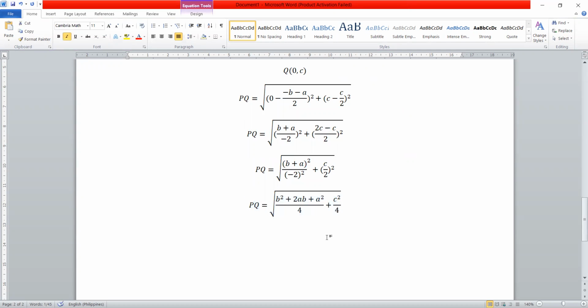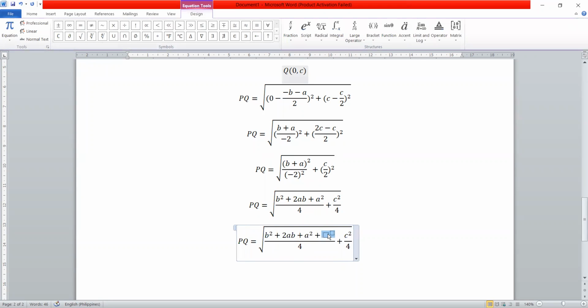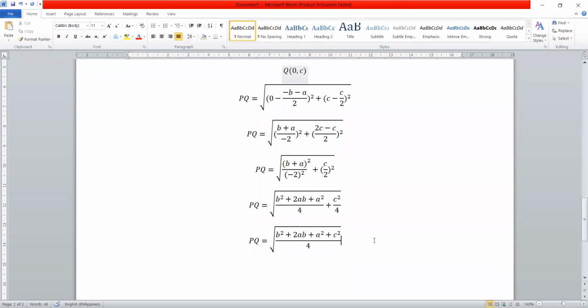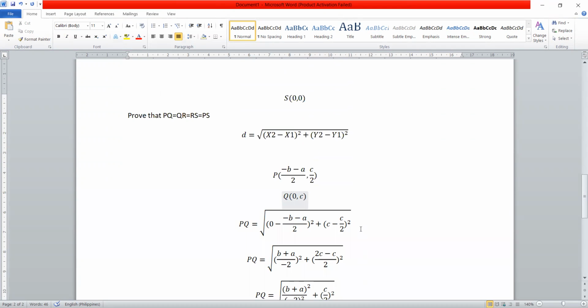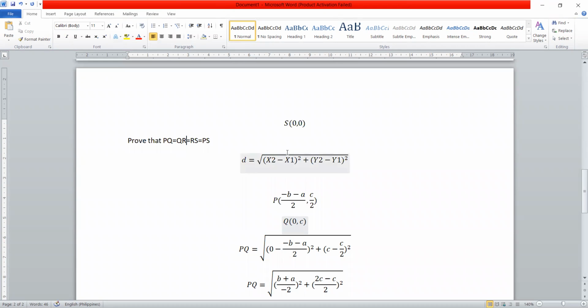So PQ is equal to b squared plus 2ab plus a squared, plus c squared, over 4. So that's your PQ. That's the distance of your PQ. Next, we have to find the distance of your QR. So let's just write here the distance of PQ.